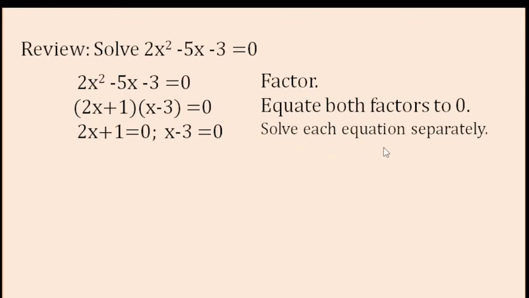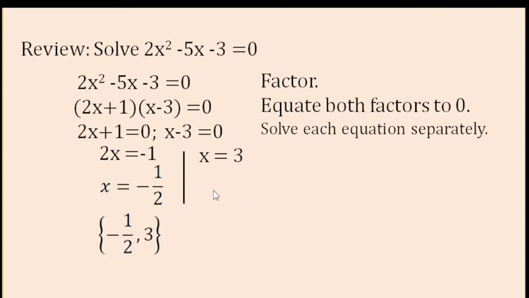Now next, we are going to solve each equation separately. For our first equation, 2x plus 1 equals 0. If we subtract 1 from both sides, we have 2x equals negative 1. And then divide both sides by 2, we have x equals negative 1/2. For our second equation, if we add 3 on both sides, x equals 3. So the two roots are negative 1/2 and 3. Now, we will let negative 1/2 be our first root and 3 be our second root.